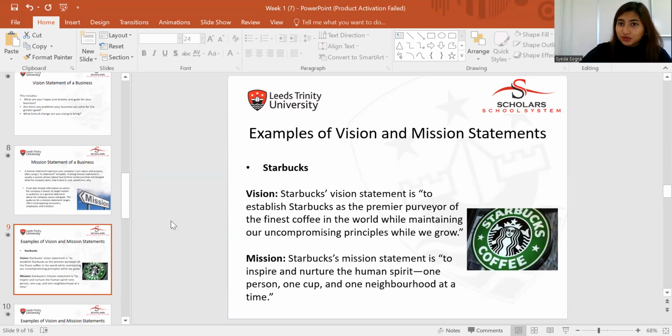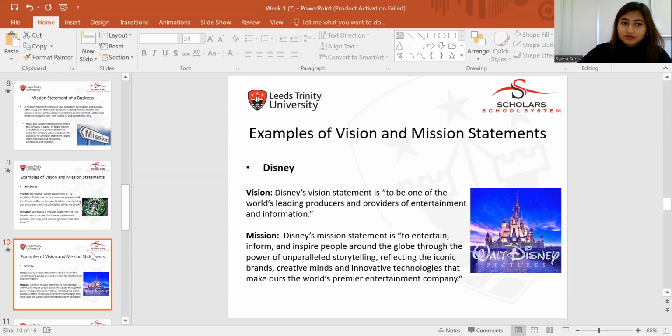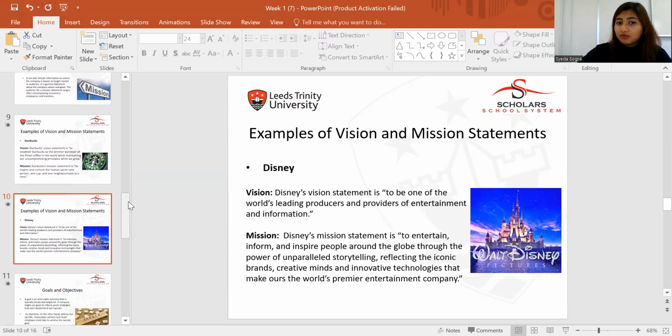Here are some examples of vision and mission statements from Starbucks. Here is another example for Disney.